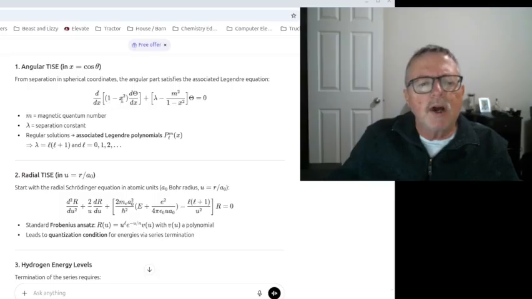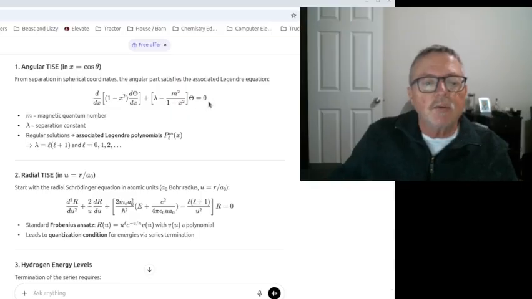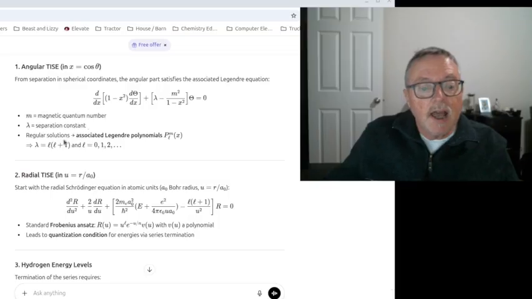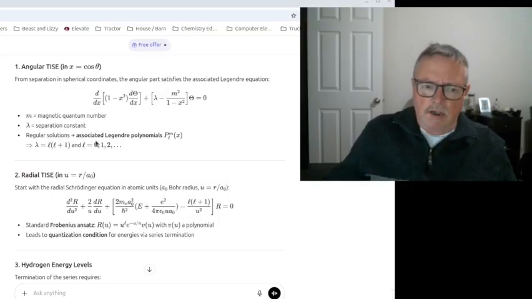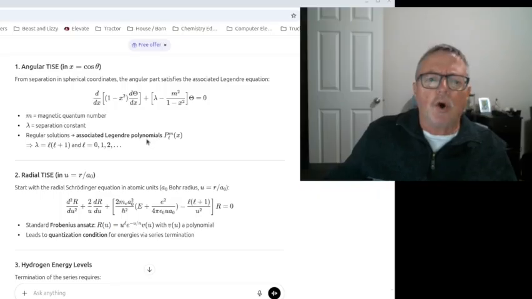Here we have 1 minus x squared, which essentially is sine squared, derivative of big theta with respect to x, plus here's lambda minus m squared over 1 minus x squared. So that's really sine squared if you think about it. Set that equal to 0. Then here's where some hand waving comes from. M is the magnetic quantum number. Lambda is the separation constant. And regular solutions of the associated Legendre polynomials.